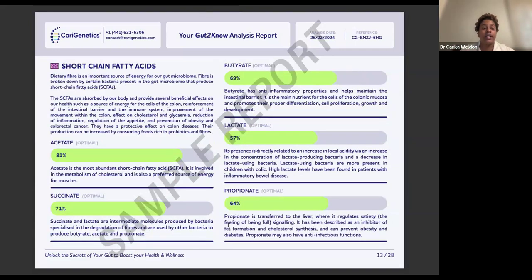Now, I did mention this earlier, it does go into a little bit more. So it looks at short chain fatty acids, which is a very important part of our gut microbiome. So fiber, as we know, is broken down by certain bacteria in our gut, and then that is producing these short chain fatty acids. So it will give you a score for all of them.